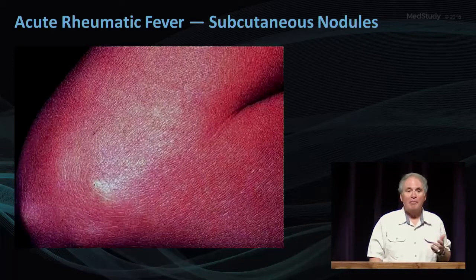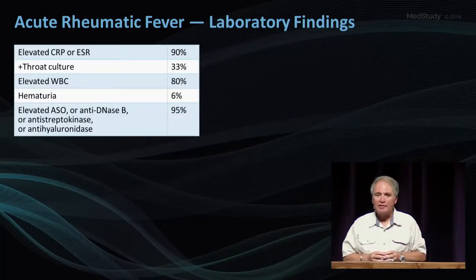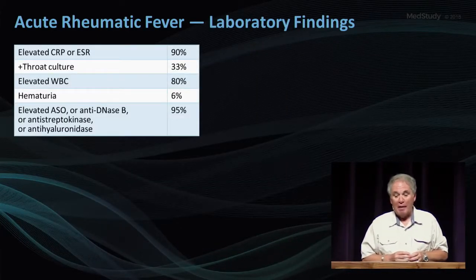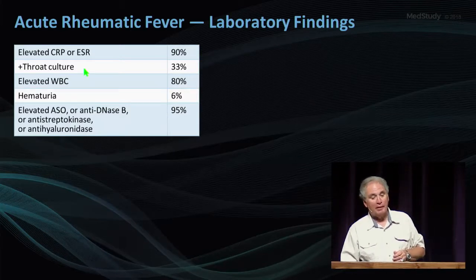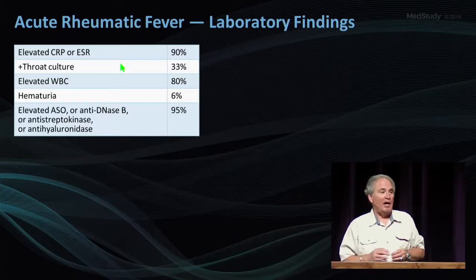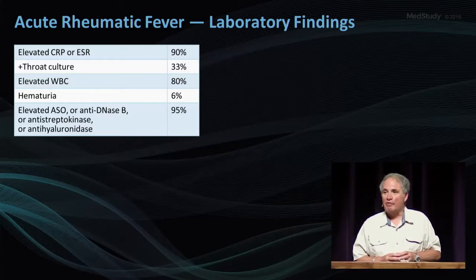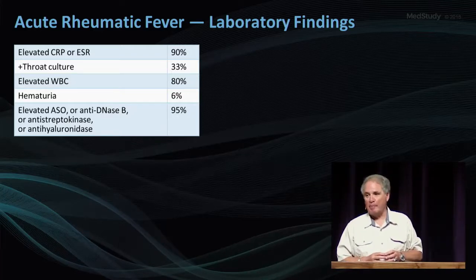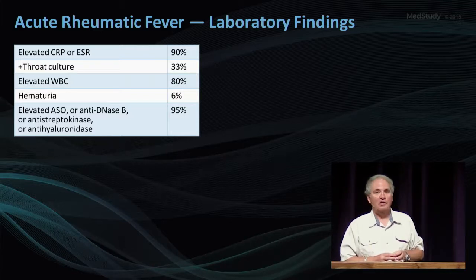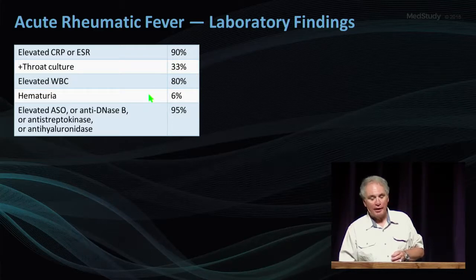These are just the major criteria, the major findings in rheumatic fever. Laboratory findings: I expect an elevated sed rate, or CRP. I said you need to look for evidence of a previous strep infection. Don't expect a positive throat culture. Quite uncommon. White count can be elevated. There may be mild hematuria.